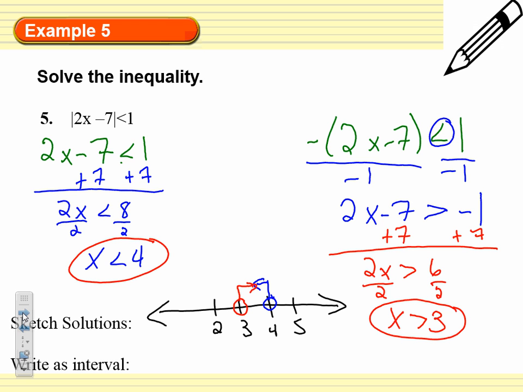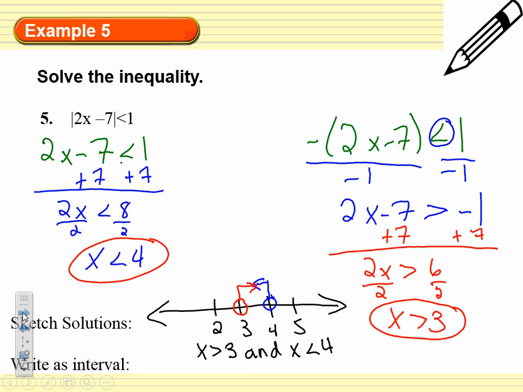Now, if you see, these two are going towards each other. They're never going to go past 3 or 4. When this happens, we're going to write it like this. We're going to write it as x is greater than 3 and x is less than 4. When they go together, we're going to call it an and.